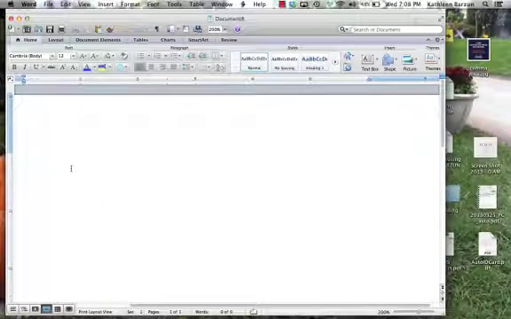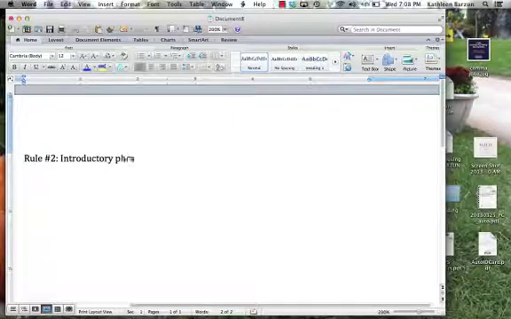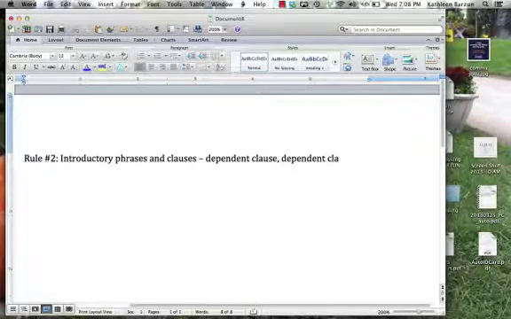Okay, so today we're going to work on rule number 2 when it comes to commas, which deals with introductory phrases and clauses. And in order to understand that concept, you also need to understand what a dependent clause is and what dependent clause markers are.